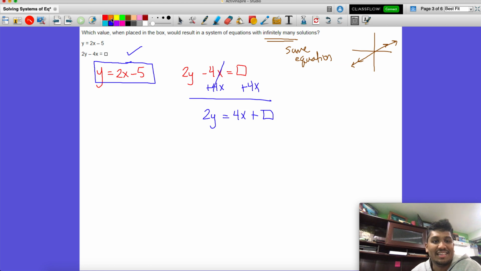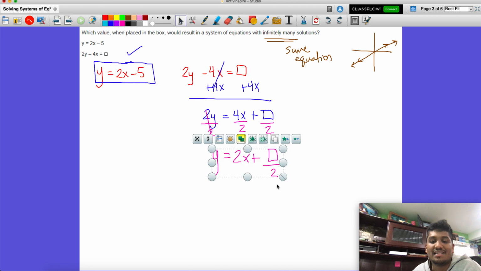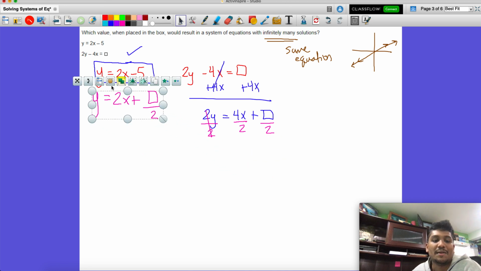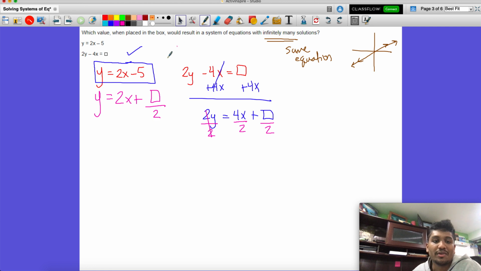And then if we divide both sides by 2, we're going to have y is equal to 2x plus a box divided by 2. Now here's what I'm going to do with that. I'm going to move this over here, and we're going to analyze it real quick. Remember, they have to be the exact same equation. So y equals 2x, right? Now we need a minus 5 here, but what would you put here so that when you take the number and divide it by 2, you're going to get a minus 5?